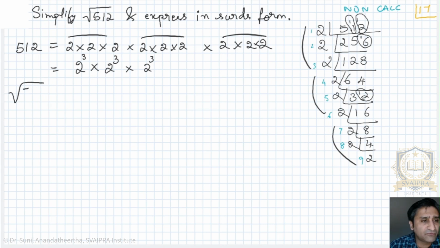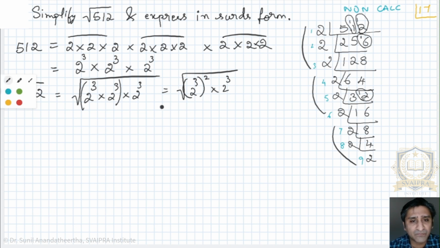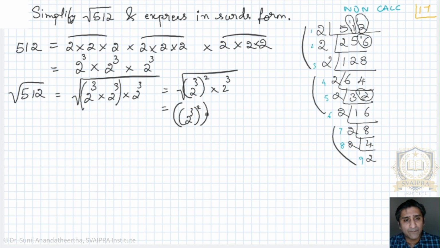Okay, let's take 512 here, and we're going to have 2 power 3, 2 power 3, 2 power 3. You notice that these two are multiplied, so essentially the square root of (2 power 3) whole squared multiplied by 2 cubed. This whole thing is (2 power 3) whole squared multiplied by the square root of 2 cubed. Essentially, that is so simple.